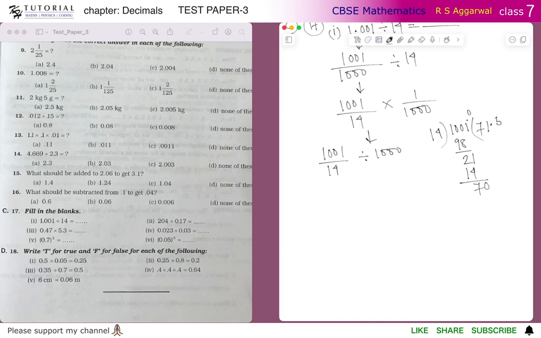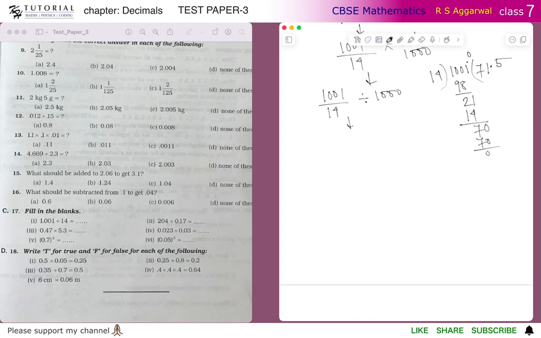This is 5, 70. So this becomes 71.5 divided by 1000. So now we have to shift the decimal point to the left by 3 places, and it becomes 0.01715. So this is the result, okay, so this is the answer. It's a fill in the blanks. So this is the answer.